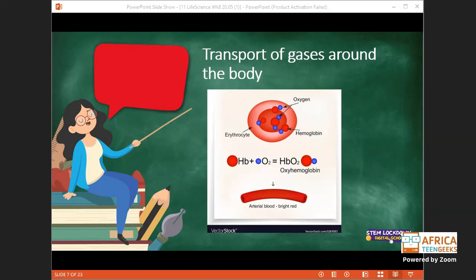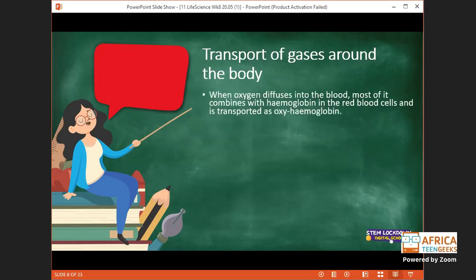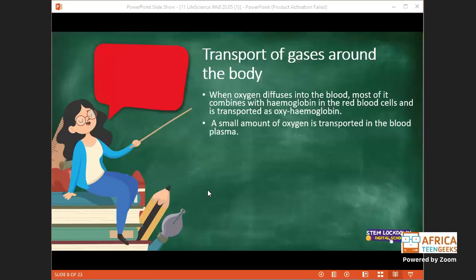Cool. Let us move on. Okay, first thing, so when oxygen diffuses into the blood, most of it combines with hemoglobin in the red blood cells and is transported as oxyhemoglobin. So remember, this oxyhemoglobin is when the oxygen binds to this particular protein, right, called hemoglobin. Okay. Right, second point, a small amount of oxygen is transported in the blood plasma. So it's not all the oxygen which will bind to the hemoglobin that is present, okay?